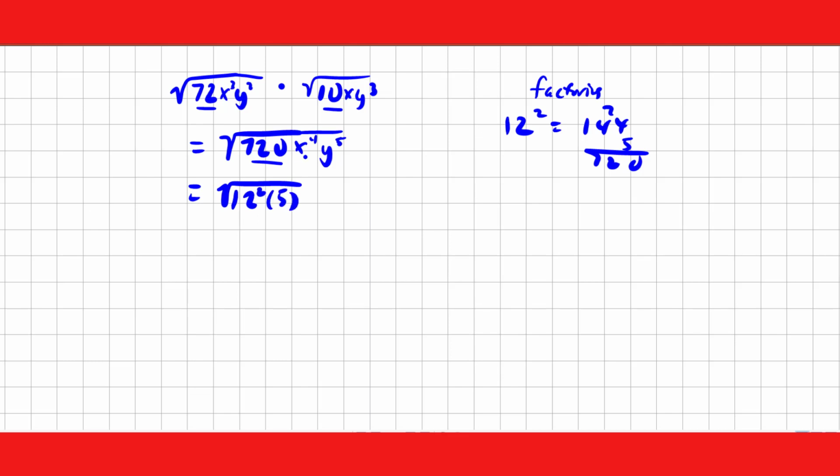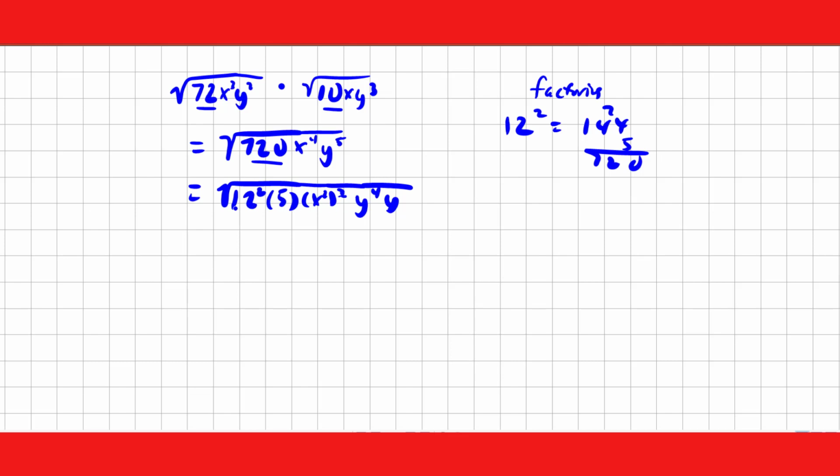Now let's break this apart. So I've got x squared squared. That's going to give me a perfect square there. And then I've got y squared squared. So that's going to give me y to the 4th. And then I've got a y left over here.